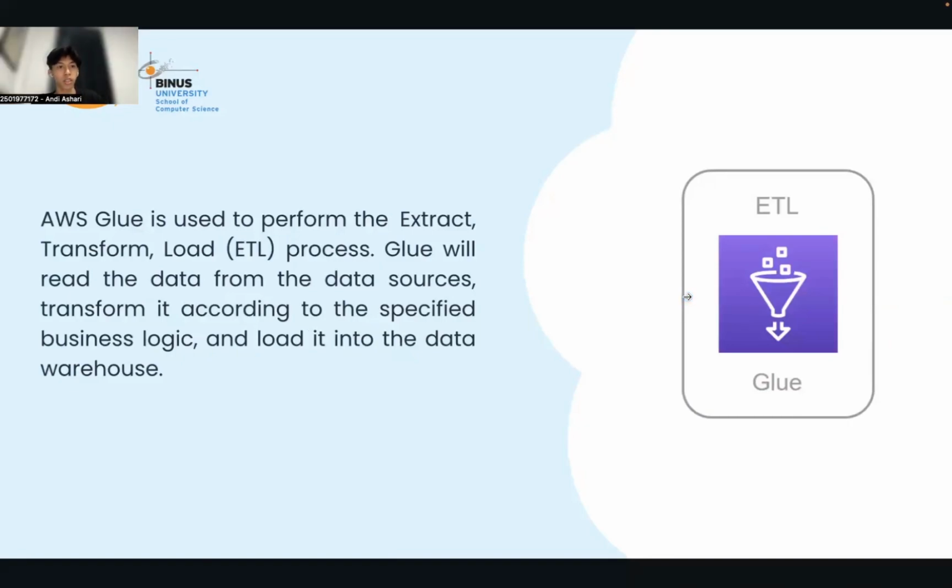Before we process the data, we use AWS Glue. AWS Glue is used to perform the extract, transform, and load. Glue will read the data from the data source, transform it according to the specified business logic or requirements, and load it into the data warehouse.